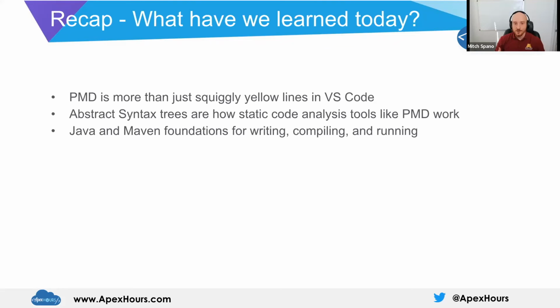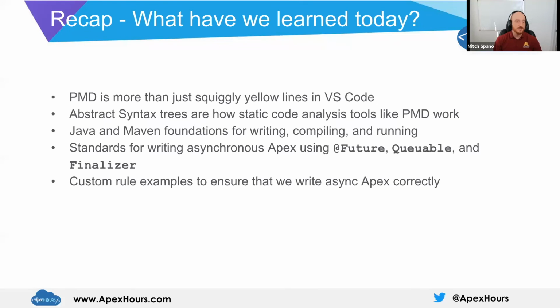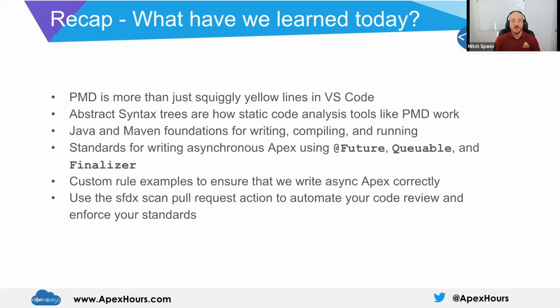Java and Maven, we learned a little bit of the foundations for writing, compiling, and running our custom rules in Java. We went over some of the standards for asynchronous Apex, going over the @future annotation, the Queueable interface, and then the Transaction Finalizer interface. We defined a couple of custom rules that help us to ensure that we're writing our asynchronous Apex properly. And then we also showed how we could use the SFDX scan pull request action to automate a portion of your code review and enforce your code quality standards.